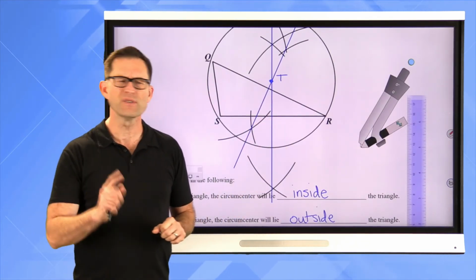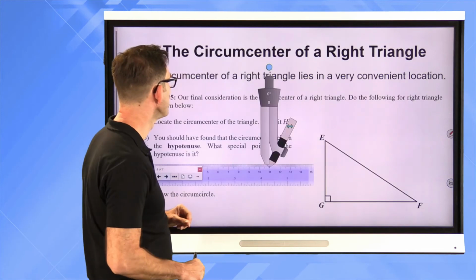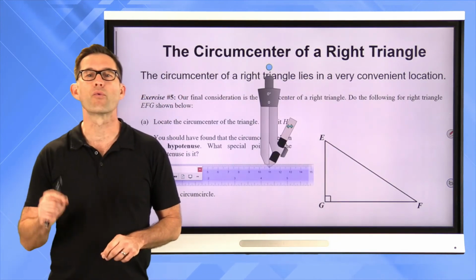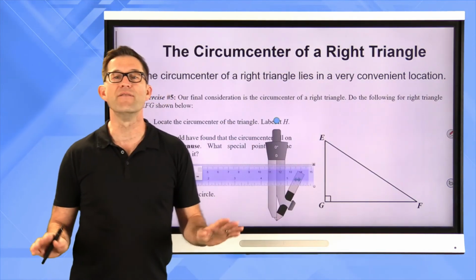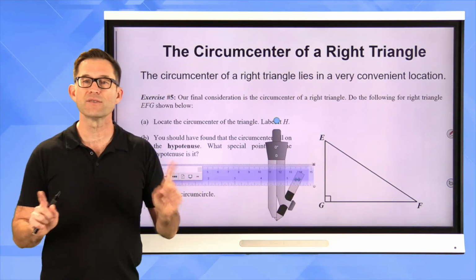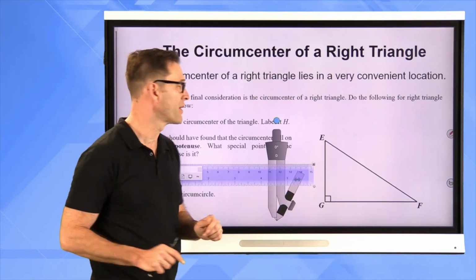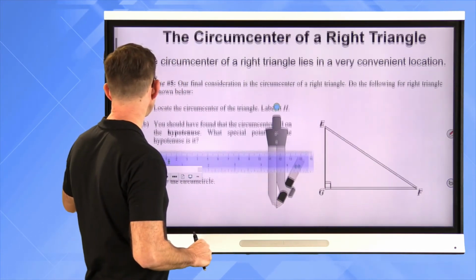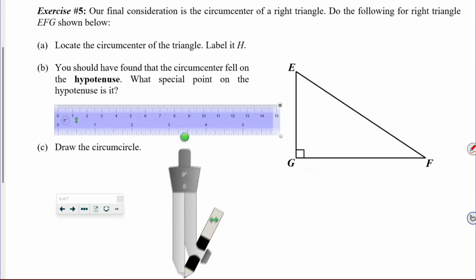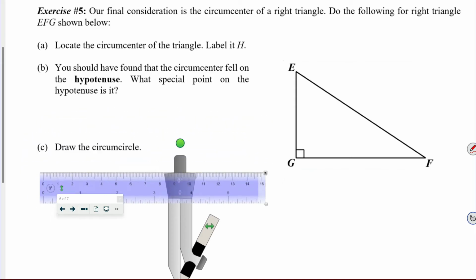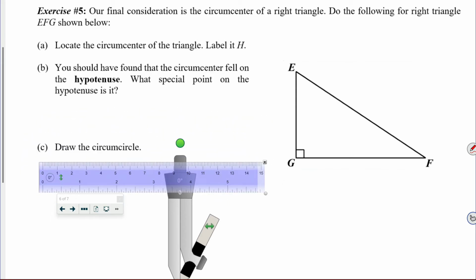All right, now there is one final case though that we have to look at. The circumcenter of a right triangle. Now, the circumcenter of a right triangle lies in a very convenient location, and let's try to figure out what that is by playing around in exercise number 5. Let's take a look. Our final consideration is the circumcenter of a right triangle. Do the following for a right triangle EFG shown below. Letter A, locate the circumcenter of the triangle, label it H.